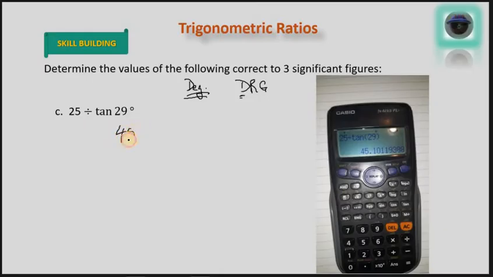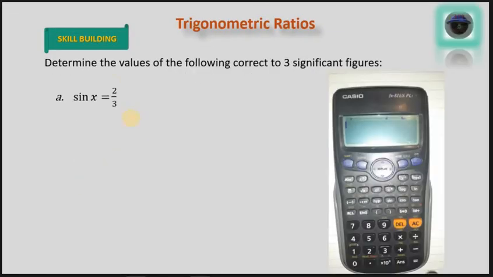We get 45.10119, etc. We only want up to 3 significant figures. So we start from 4 right up to 1. The 4 is the first, 5 is the second, and this one is our third significant figure. So that's the one we're going to choose to either keep as 1 or add a 1 to it. That depends on the very next digit. The very next digit is less than 5, and so we'll leave the 1 as 1. So our answer will be 45.1.